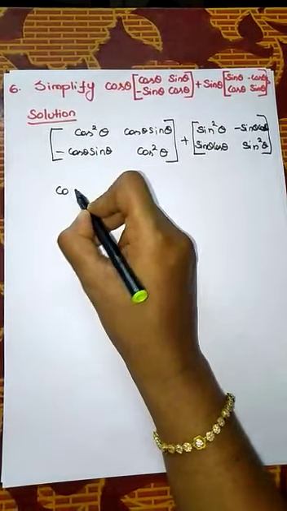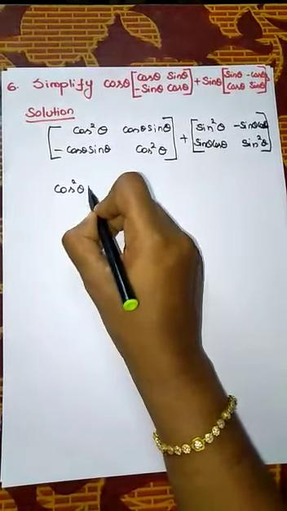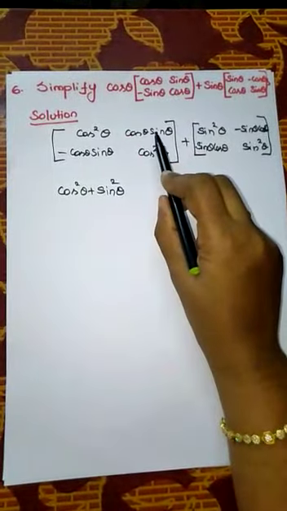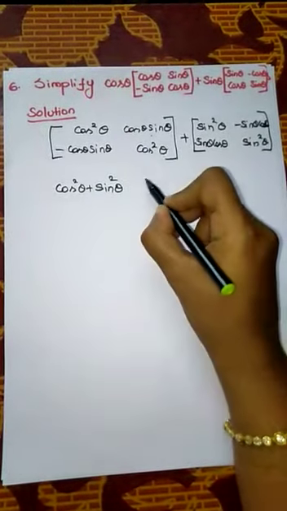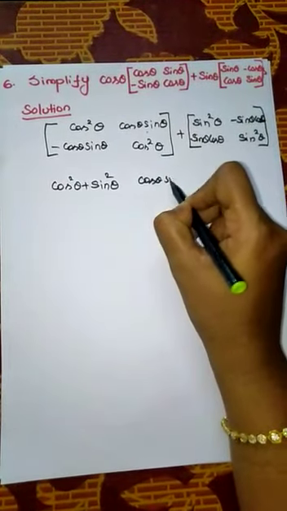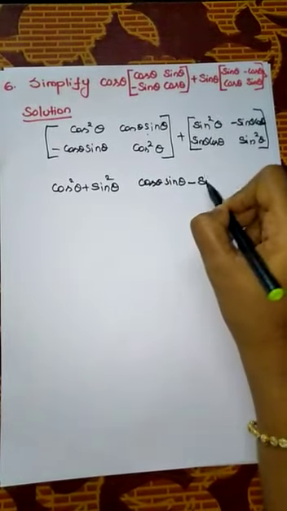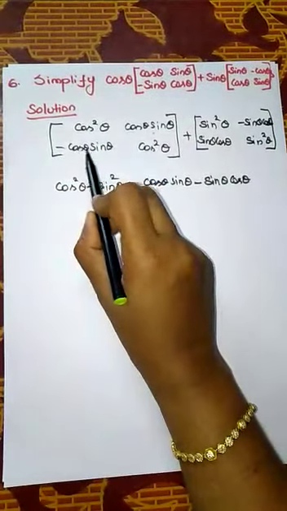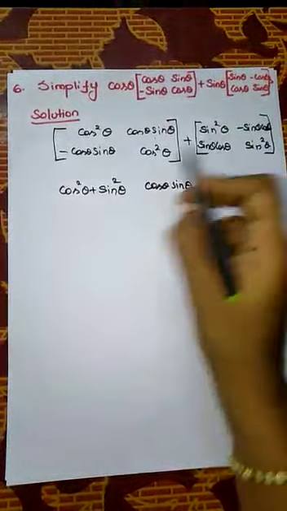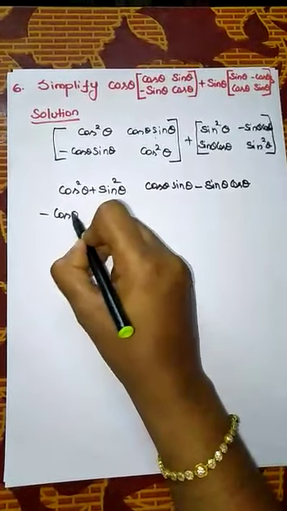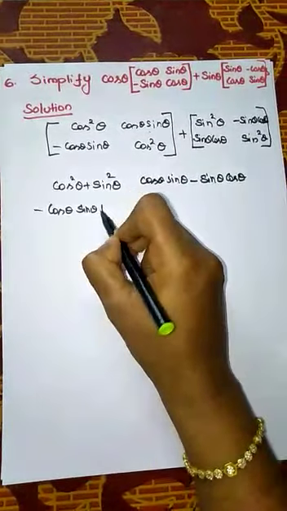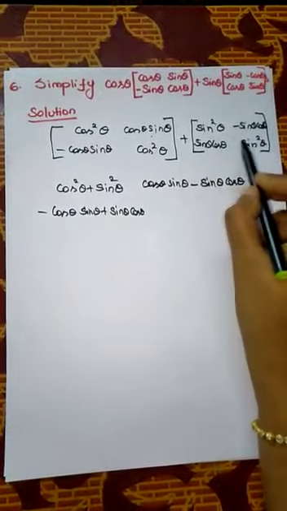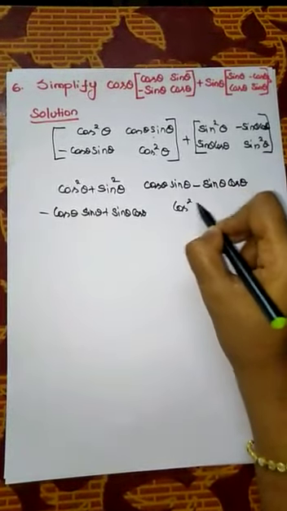So A11 plus A11: cos square theta plus sin square theta. Next we have to add the A12 value and A12 value. What is the value? Cos theta sin theta minus sin theta cos theta. Next one, A21 value: minus cos theta sin theta plus sin theta cos theta. A22 value: cos square theta plus sin square theta.